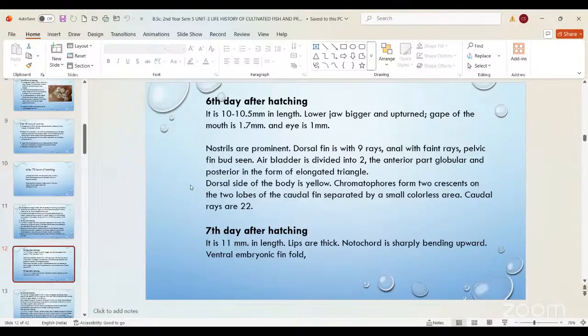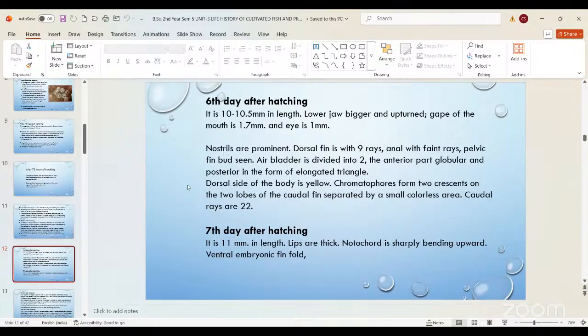Air bladder is divided into two. The anterior part, globular and posterior in the form of elongated triangle. Dorsal side of the body is yellow. Chromatophores form two crescents on the two lobes of the caudal fin, separated by a small colorless area. Caudal rays are 22.